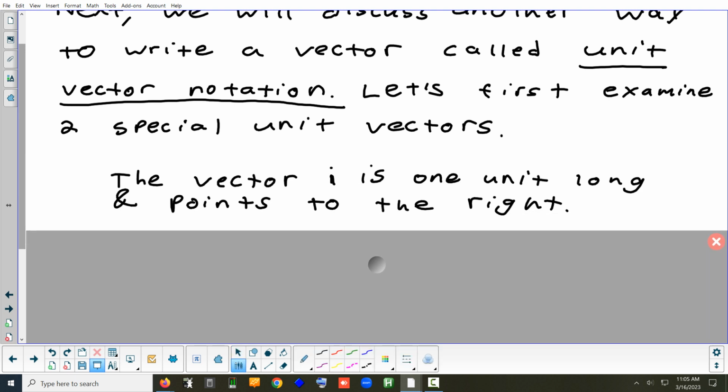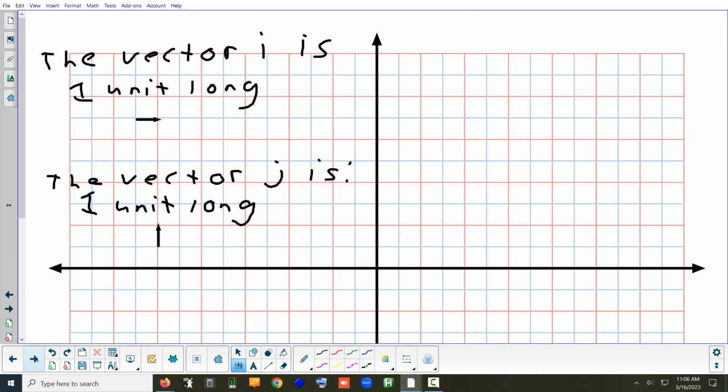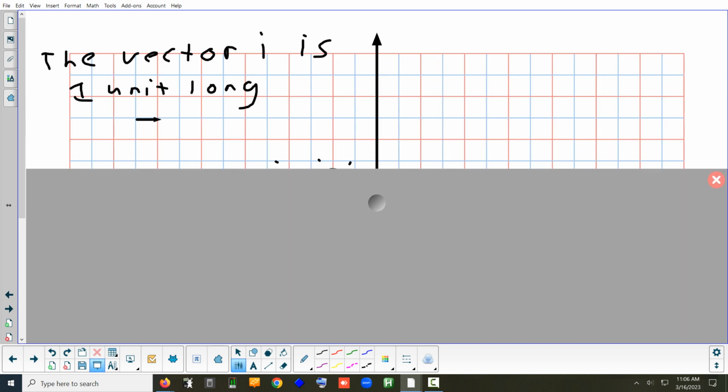We're going to define a special vector using the name i, so you can no longer use an i to represent the name of a vector. Okay, i is something special. i is a unit vector that points to the right. So i is going to be defined as a vector that is one unit long, and it points to the right. There's a picture of what i looks like. It's 1 unit long, points right.